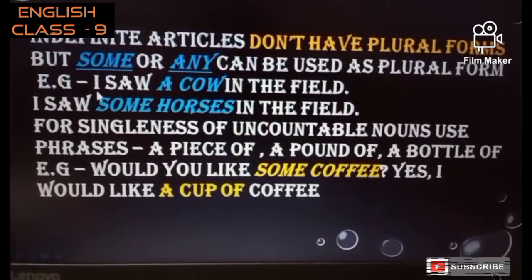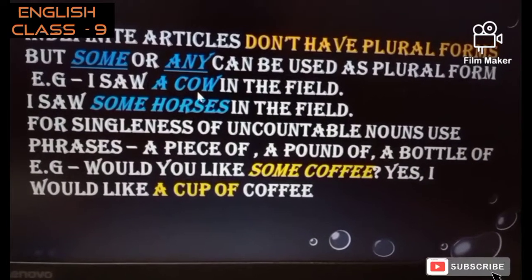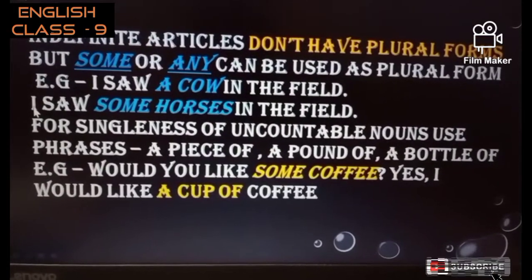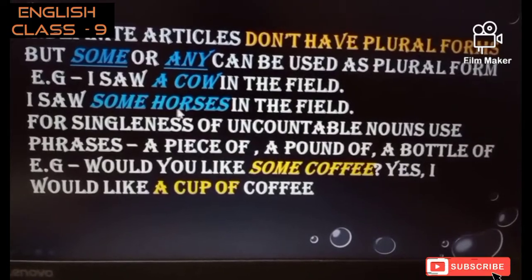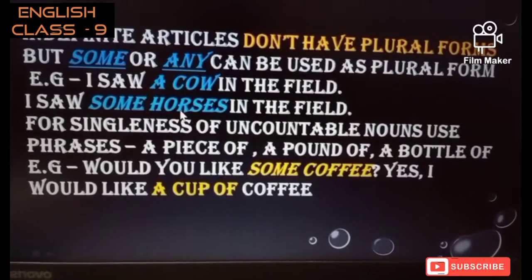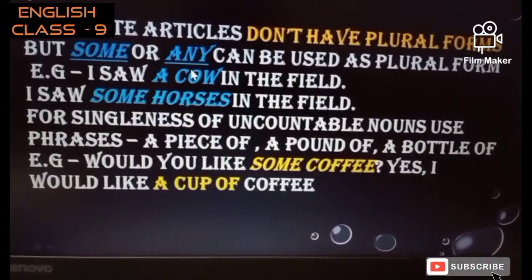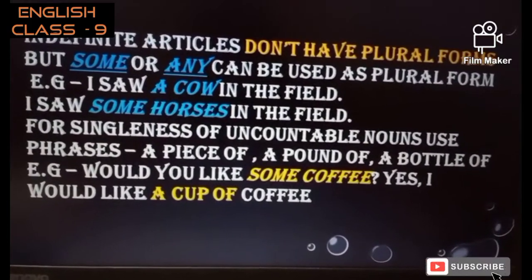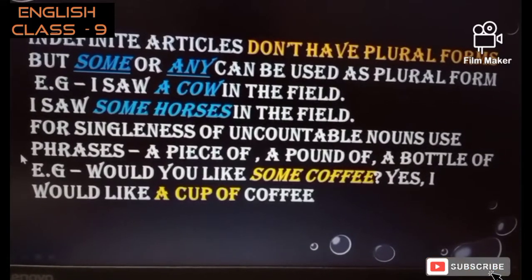Example, check. I saw a cow in the field. Here a cow represents a single cow. But when you look at the second example, I saw some horses in the field. Now here some horses represent that these are in the plural form. But instead of using a or an, we have used some or any. So this is what some modifications you need to do when we are referring to the plural forms of the nouns.